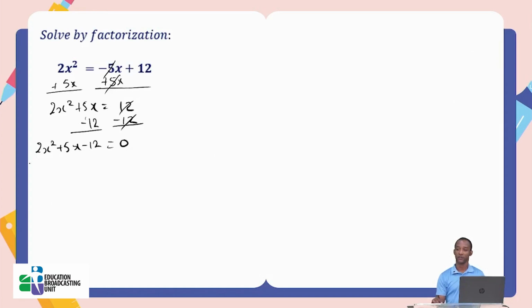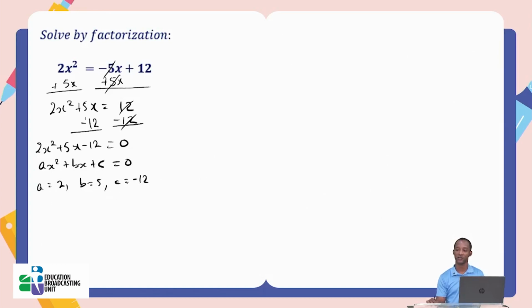Now we have the expression 2x squared plus 5x minus 12 being equal to 0. So this is the expression being equal to 0. What we have here is a quadratic equation where we have 0 on one side. It's in the form of ax squared plus bx plus c equals 0, where a is 2, b is 5, and c is negative 12.